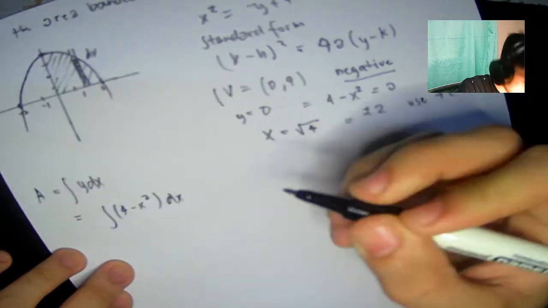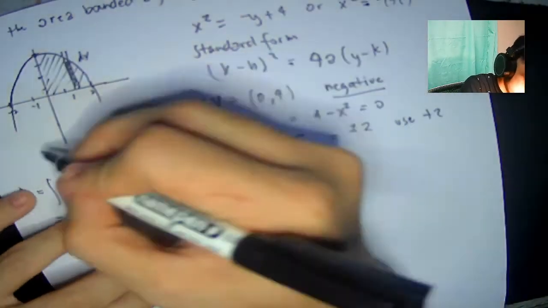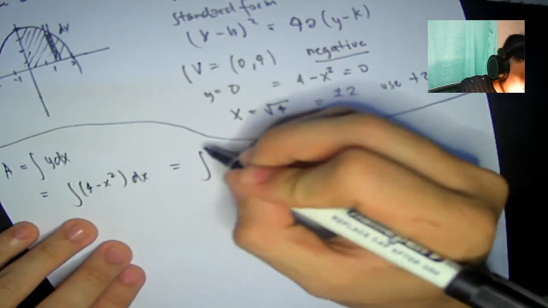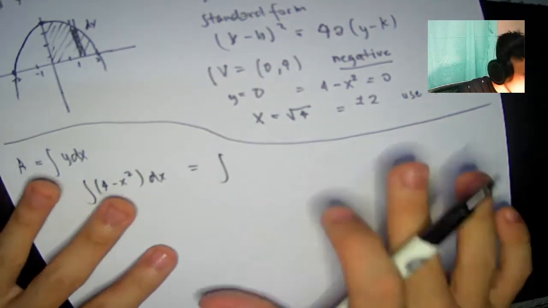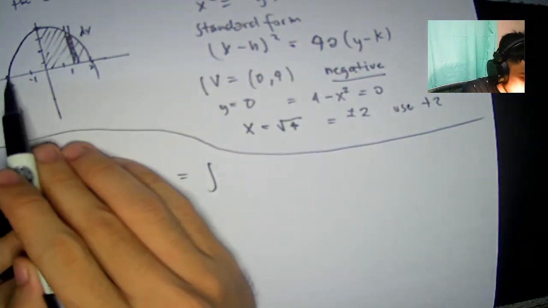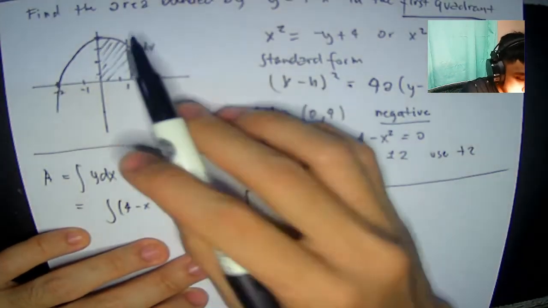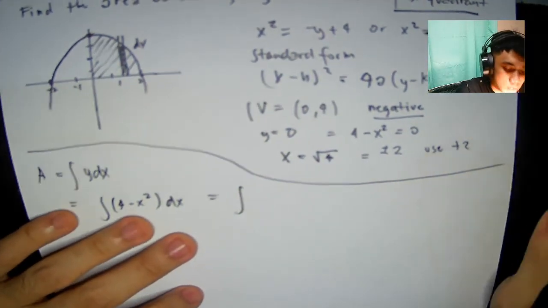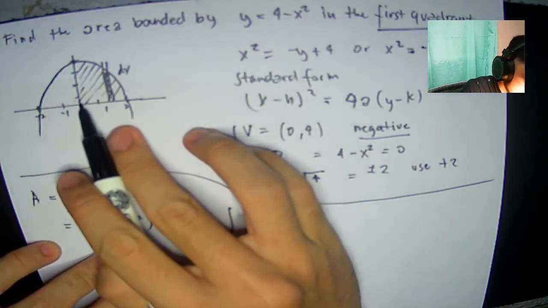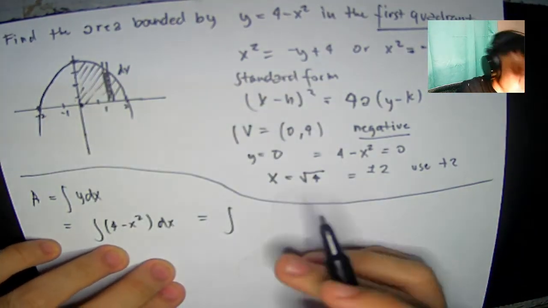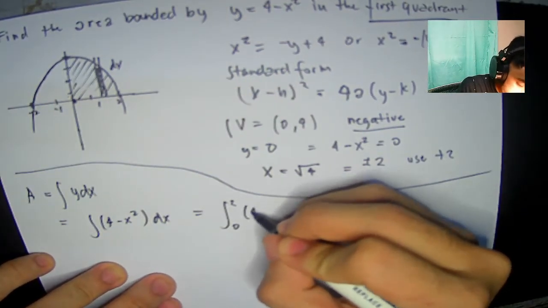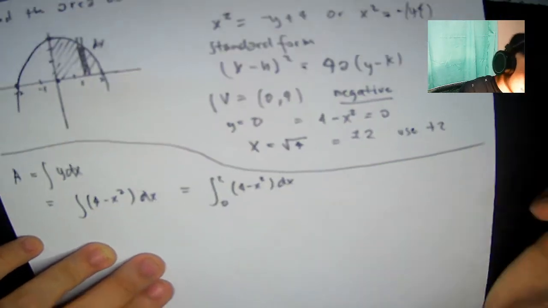Don't forget dx. I'll just divide our solution here. We should put our range. Even if we have negative 2 here, the problem asks for only the first quadrant. So we're just going to use the range as 0. So the range is 0 to 2, of 4 minus x squared dx.